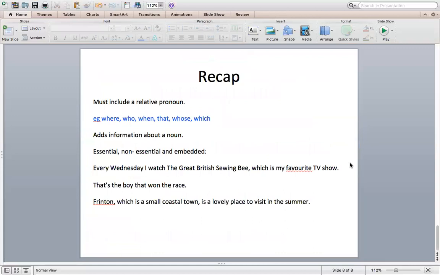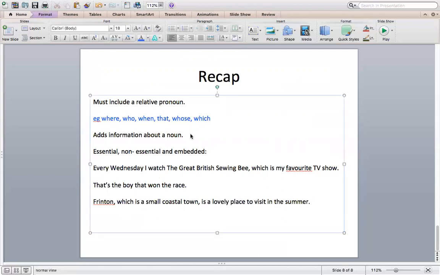So hopefully that has helped you. Just a quick recap. Relative clauses must include a relative pronoun: where, who, when, that, whose, or which. A relative clause adds information about a noun. The different types of relative clauses are essential, where we need the relative clause for the whole sentence to make sense; non-essential, where the first part of the sentence makes sense anyway, but we're just adding additional information; and embedded, where it's in the middle of the sentence.